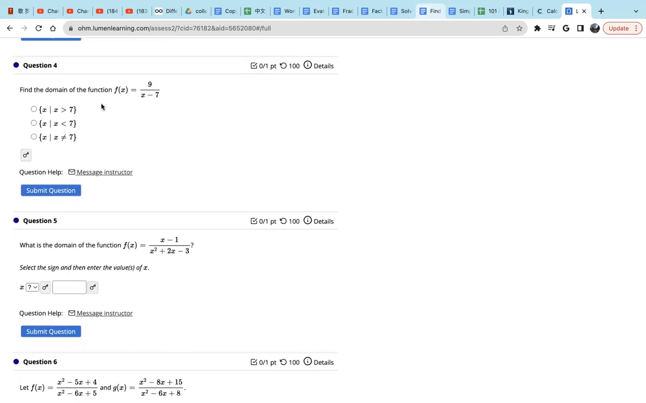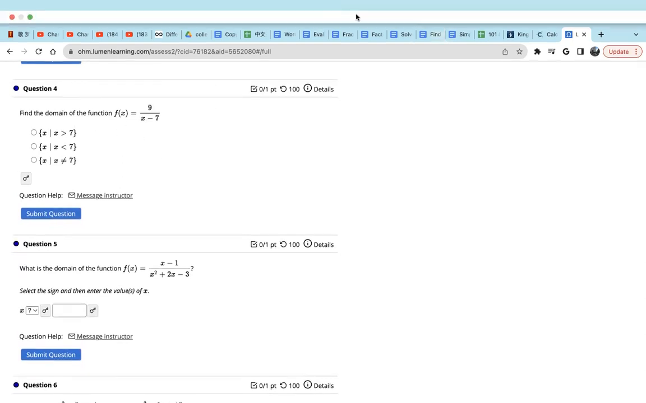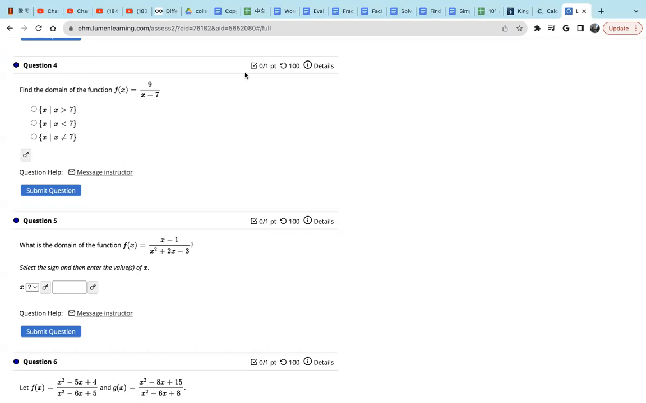Or we want to find the domain of, let me get my pencil first, the domain of this rational function. So x not equal to 7. So that's this one.